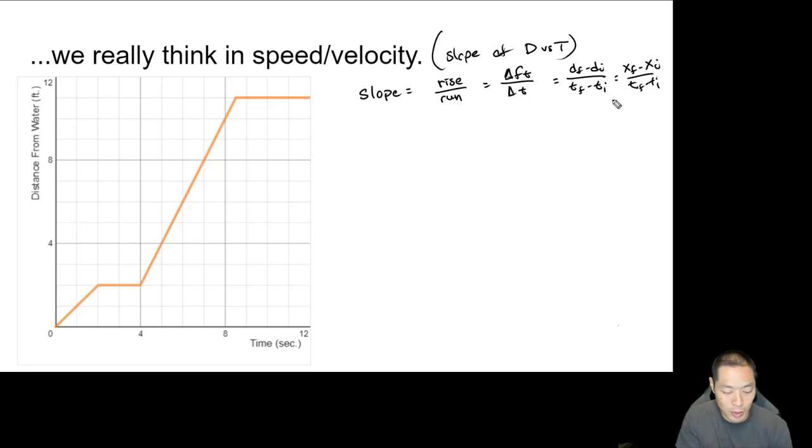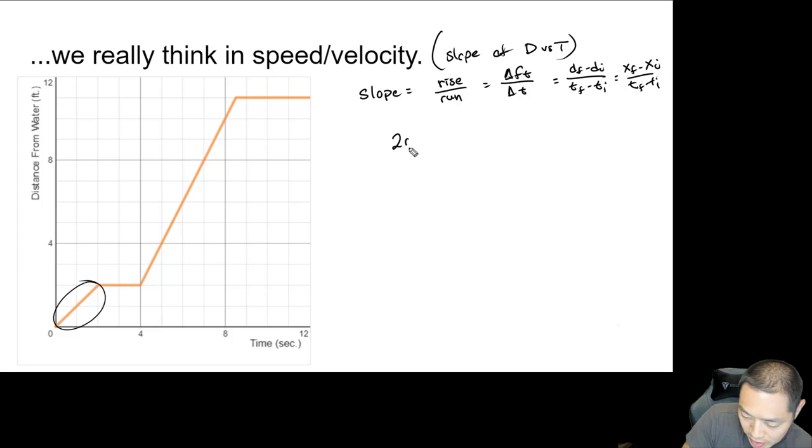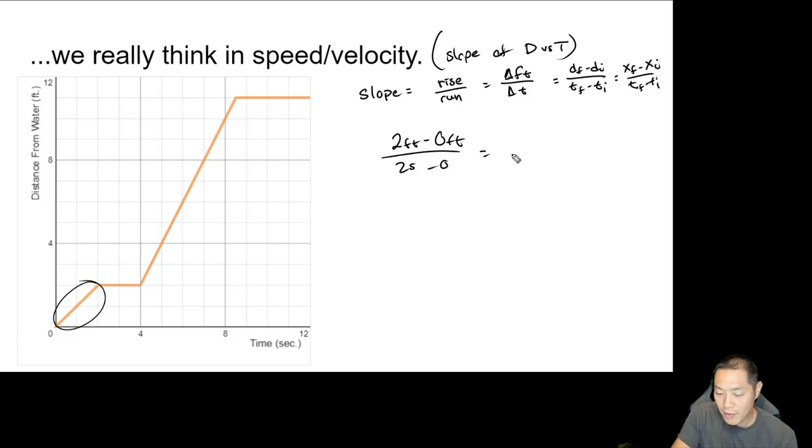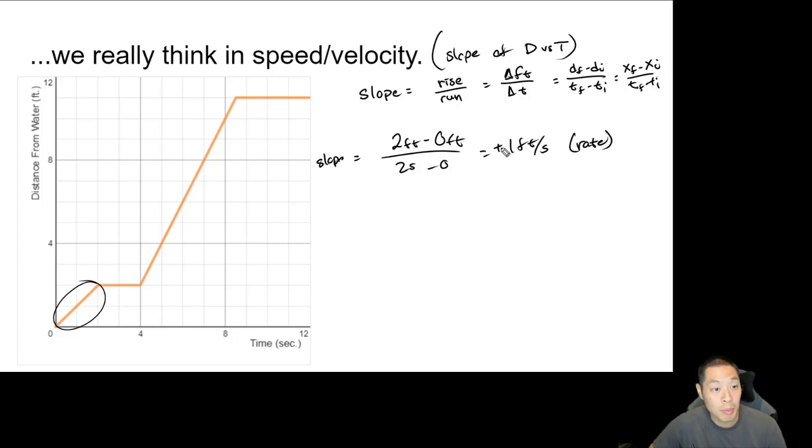So slope. Okay, so let's kind of do it. Let's do this segment right here. So the change or the rise is 2 feet. So 2 feet. Initially, it was at 0. And then the time change was 2 seconds, and it's minus 0. So here we have a slope of 1 feet per second. And that's a rate. Now, we want a more vector. We also want to include a plus. So plus 1 feet per second is actually the velocity. 1 feet per second is actually the speed.